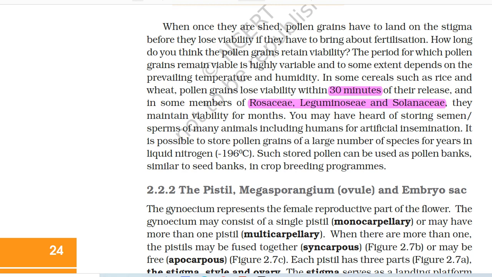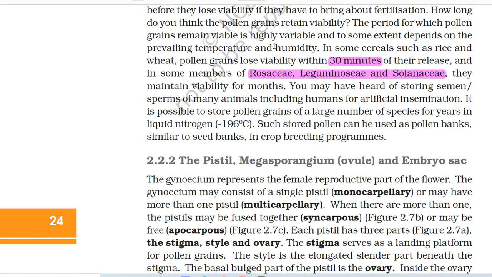You may have heard of storing semen or sperms of many animals, including humans, for artificial insemination. It is possible to store pollen grains of a large number of species for years in liquid nitrogen at temperature minus 196 degrees Celsius. Such stored pollen can be used as pollen banks, similar to seed banks, in crop breeding programs.